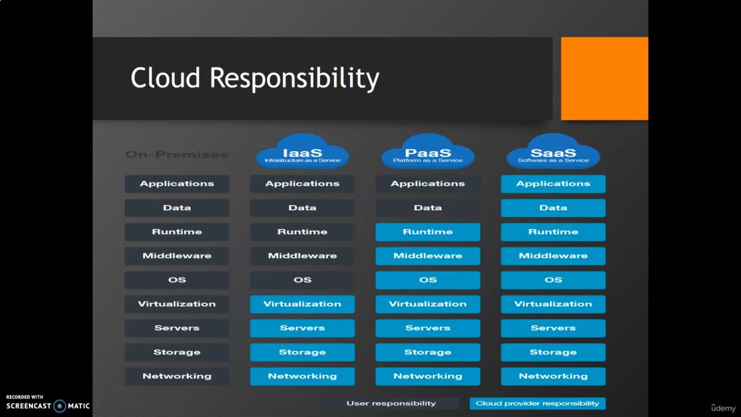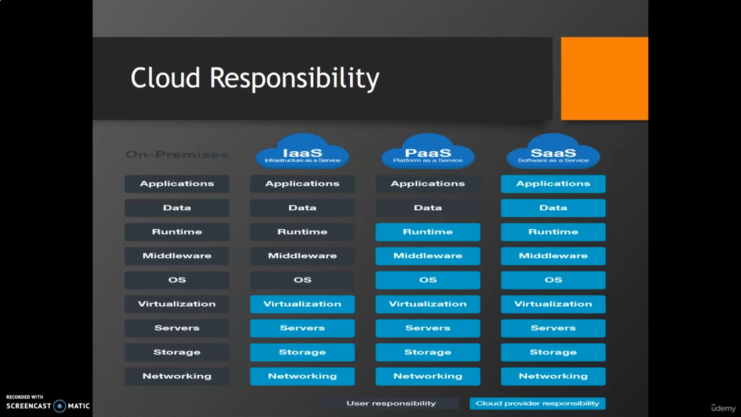Today's session is about cloud responsibility. So we are talking about the cloud. It's a shared responsibility model. Here, whatever is black is user responsibility, and whatever is blue is cloud service provider responsibility. There are three models, and one is on premise.